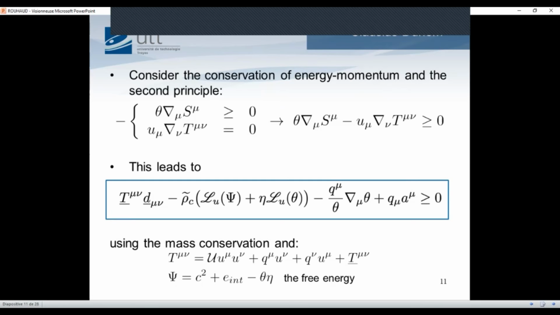Now, after some mathematical derivation, you can obtain this equation where you have replaced T by its decomposition, S by its decomposition. You have used the mass conservation and defined the free energy here, which is the difference between the internal energy and the specific entropy multiplied by the temperature. Now, this equation will replace the second principle, and of course, you have to verify the conservation of the momentum energy tensor. The advantage of this equation is that it relates the free energy to the stress tensor and the deformation tensor, which will enable us to derive constitutive models.